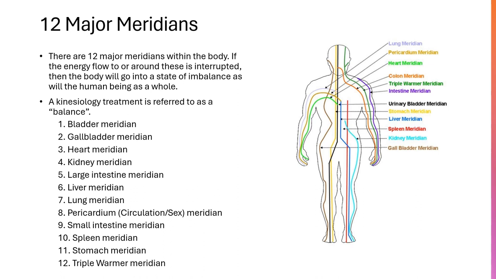So when we talk about energy flow, we need to talk about the 12 major meridians. There are 12 major meridians within the body. If the energy flow to or around these is interrupted, then the body will go into a state of imbalance, as will the human being as a whole. A kinesiology treatment is referred to as a balance. The 12 major meridians are the bladder meridian, the gallbladder meridian, the heart meridian, the kidney meridian, the large intestine meridian, the liver meridian, the lung meridian, the pericardium meridian, the small intestine meridian, the spleen meridian, the stomach meridian, and the triple warmer meridian.